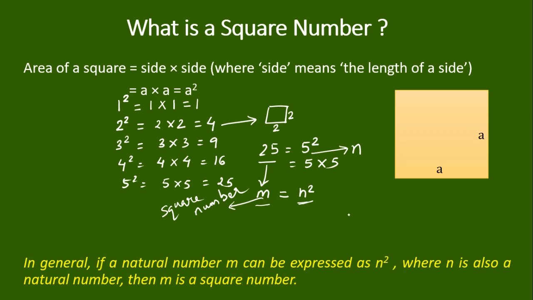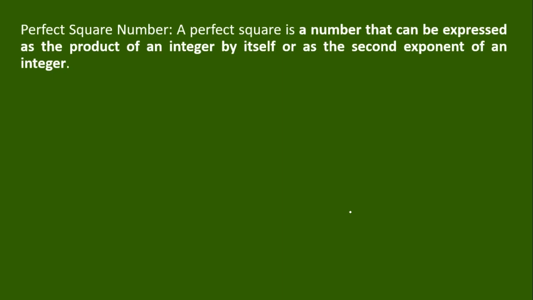Now let's understand this more easily. What is the definition of a perfect square number? Let's see that. A perfect square is a number that can be expressed as the product of an integer by itself, as I already mentioned to you, or as the second exponent of an integer.